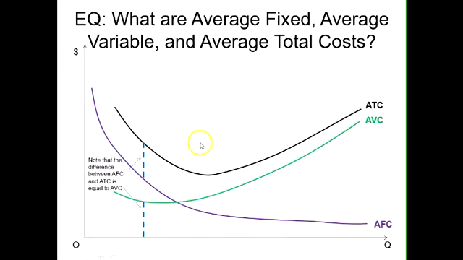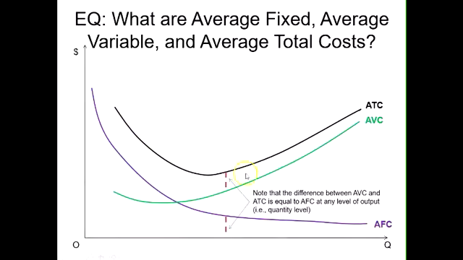And you can see the same thing again over here, as the difference between average variable cost and average total cost is the same as average fixed cost. This distance is the same as this distance right here, okay? Note that the difference between average variable cost and average total cost is equal to average fixed cost, okay? So I'm just showing that basic idea to you, okay?